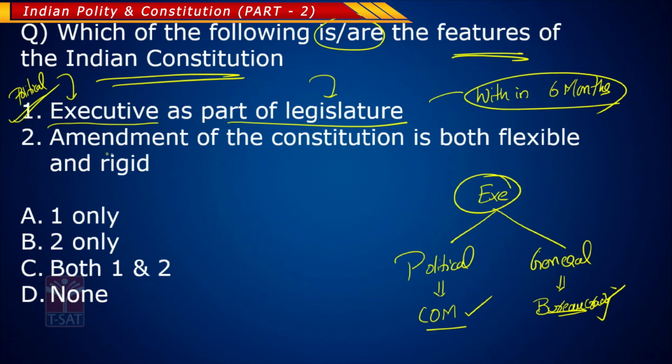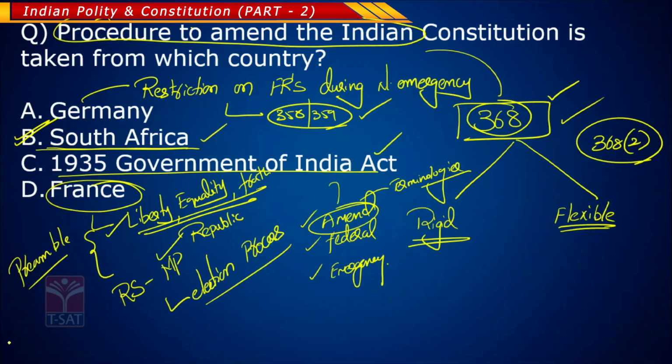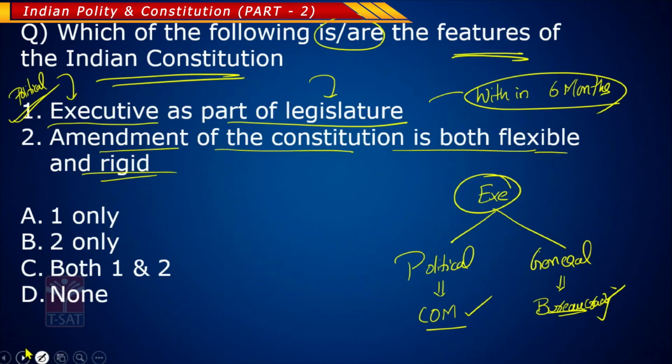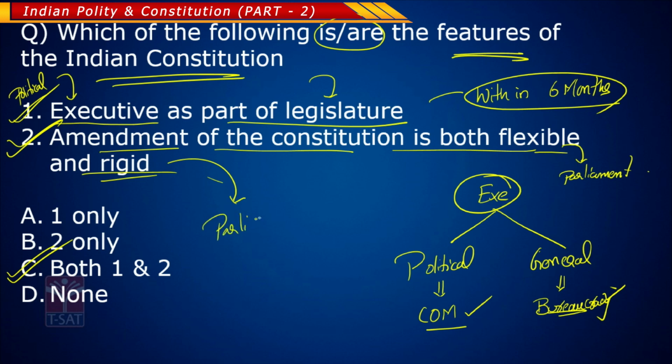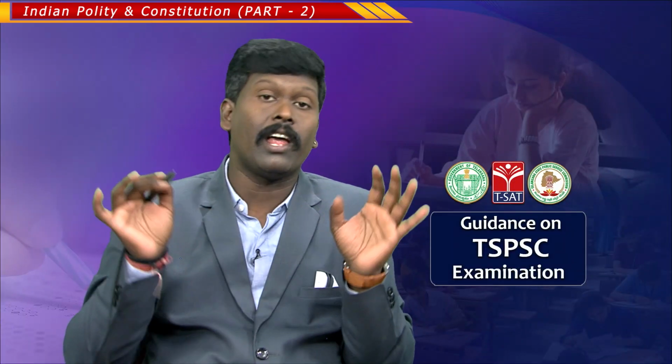Now, next. Amendment of the Constitution is both rigid and flexible. See, amendment of the Constitution is rigid as well as flexible. So, this is also correct, answer is C. If you look at the second statement clearly, a flexible way of amending the Constitution is only done in the Parliament. A rigid way of amending the Constitution needs Parliament approval as well as minimum 50% of states ratification.